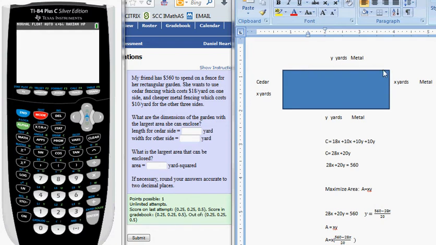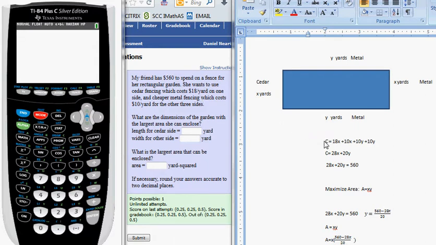And then the rest of the three sides, they want to use cheaper metal fencing, so I labeled that metal, metal, metal. And it costs $10 per yard because it's cheaper to make the metal fence. So I let this dimension be X yards, and I let the longer dimension be Y yards. The question is, what are the dimensions of the garden with the largest area that she can enclose given that she only has $560? So this is a classic example where you'll come up with two equations and you'll have to make a substitution. So this basically outlines how I approach the problem.